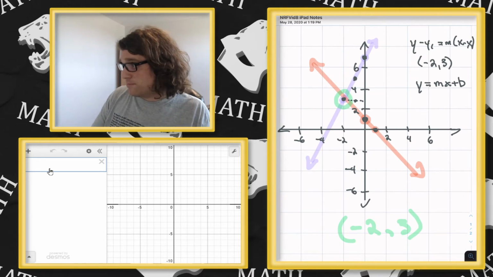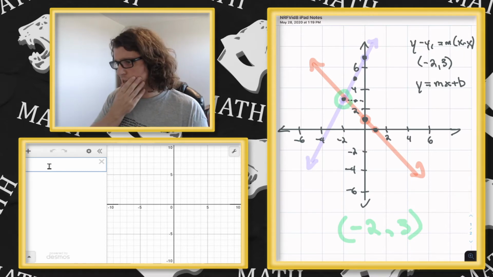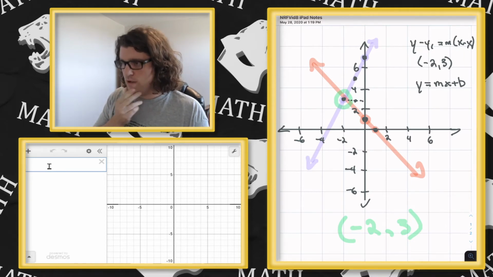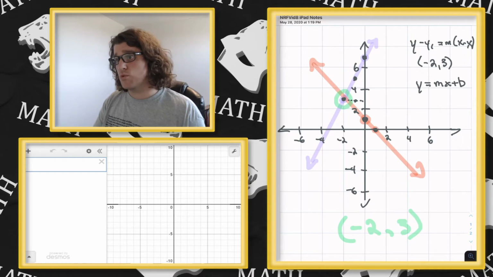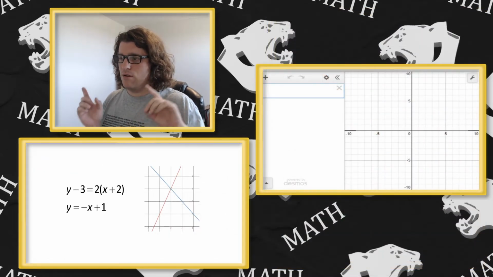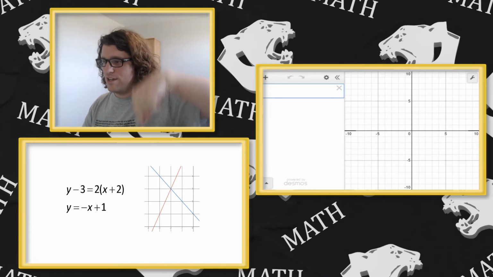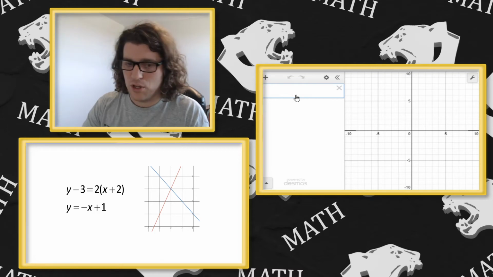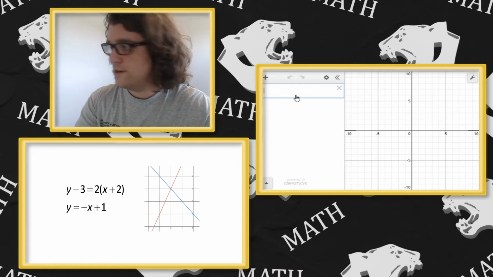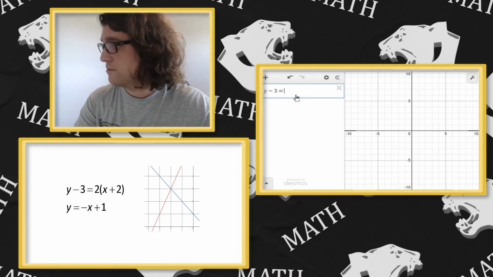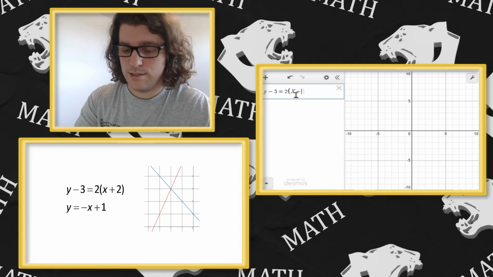All right, now let's put in what has been given to us in this question. Well, actually, I did a bad thing. I'm going to switch back just real quickly here. So Desmos is now going to go over there, and then I'm going to use the equations down there in order to graph this. So I'm going to put in just the way that it's written. So y minus 3 is equal to 2 onto in a bracket, x plus 2.